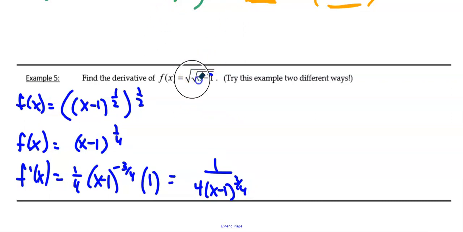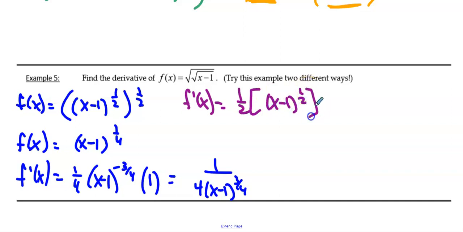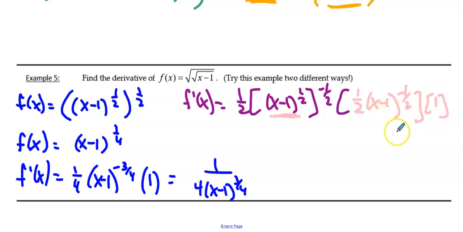And so that's the easy way to do the problem. We could do it the other way, the very long, crazy way, and say, okay, well, the derivative is going to be, because remember, I'm just looking at this, so it's 1/2. Leave everything inside the parentheses alone to the negative 1/2. And then I've got to multiply. Now I got to take the derivative of this little guy right here, right? So again, it's going to be 1/2 x minus 1 to the negative 1/2. And then I'm going to also multiply by the derivative of this, which is 1.